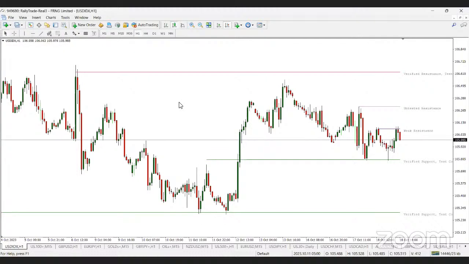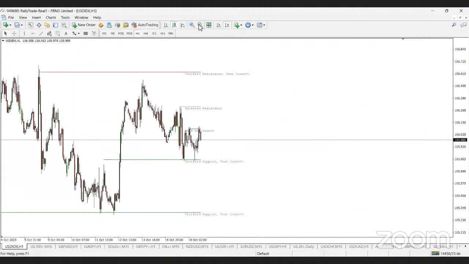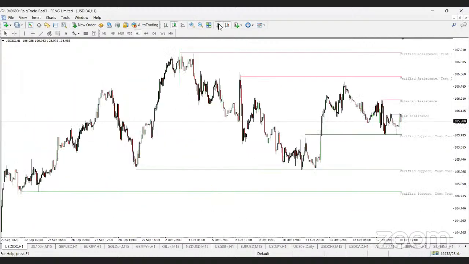Now, how do we draw a Fibonacci? Normally, to draw a Fibonacci, you always consider the highest point and the lowest point on your chart.